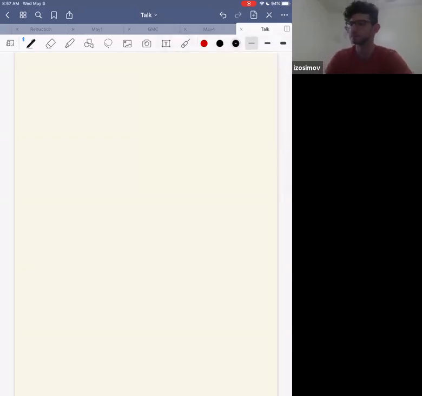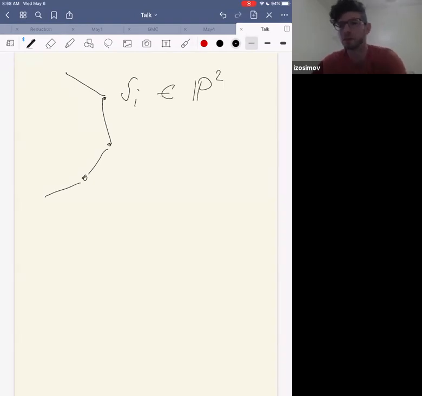So let me explain what all of this has to do with difference operators and where these operators come from. Well, the first observation, which is very well known, is that if we have a polygon in the projective plane, then this can be encoded by a difference operator, and this is done in the following way.